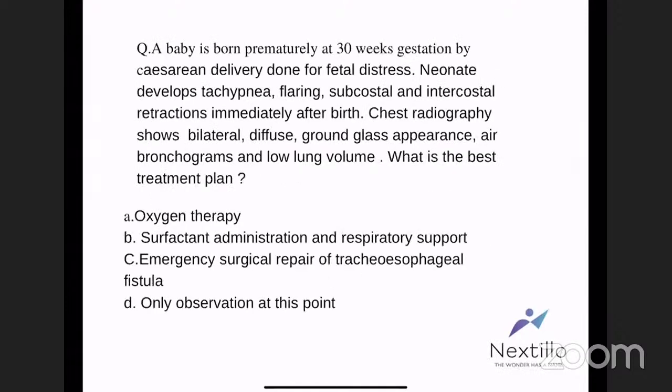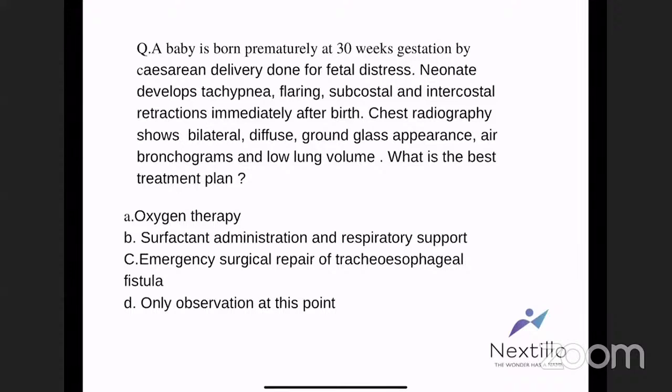Now a case scenario: a baby is born prematurely at 30 weeks of gestation by cesarean delivery, which was done for fetal distress. Immediately after the delivery, the baby develops tachypnea, flaring, subcostal and intercostal retractions. On chest radiography, there were bilateral, diffuse, ground glass appearance, air bronchograms, and low lung volume. What is the best treatment plan?